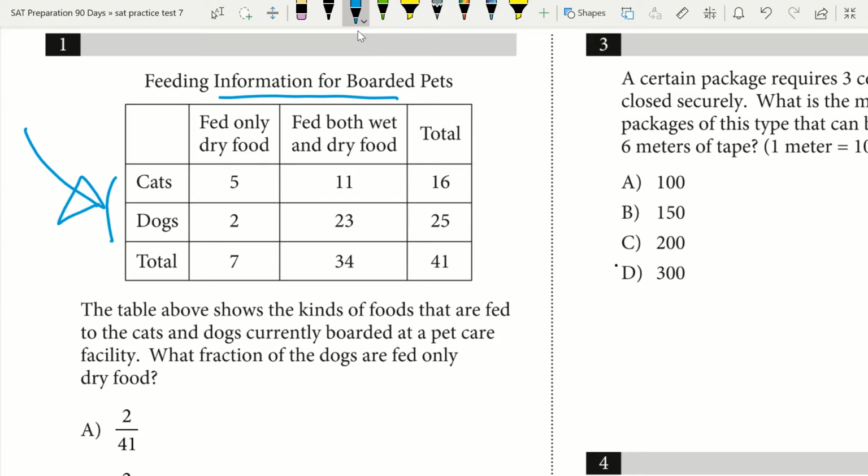So let's take a look at question 1 from SAT Practice Test 7 to illustrate my tips and tricks with two-way tables. A lot of it is just marking up the two-way table to make sure you're not making a mistake as far as doing rows when you should be doing columns, or not doing the total. So let's go ahead and take a look at this question.